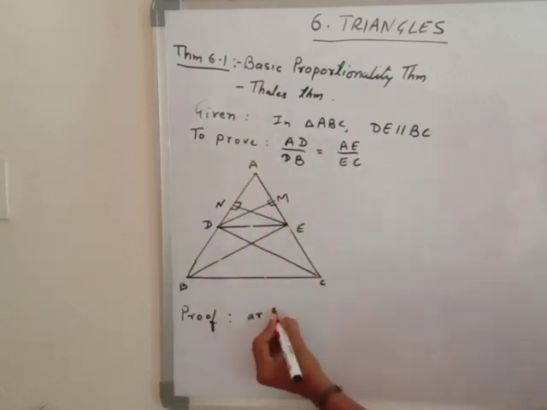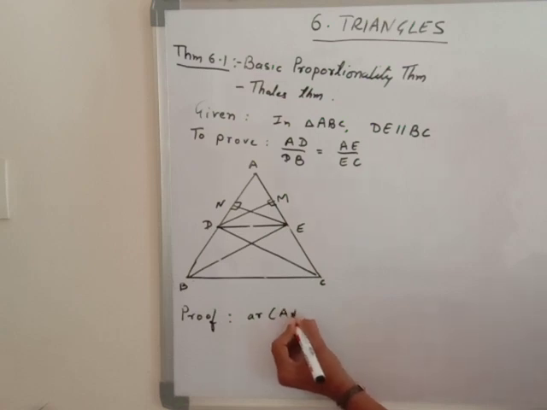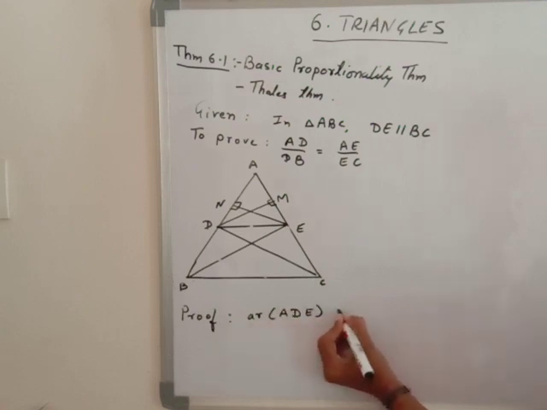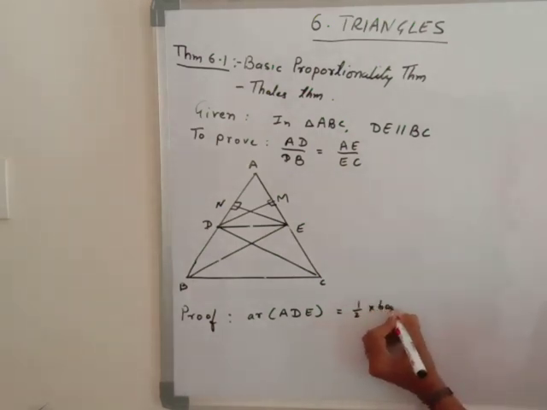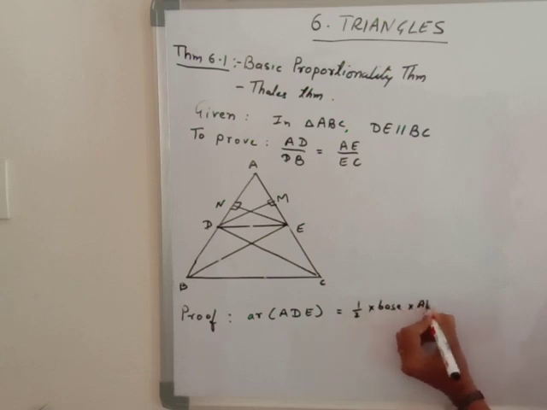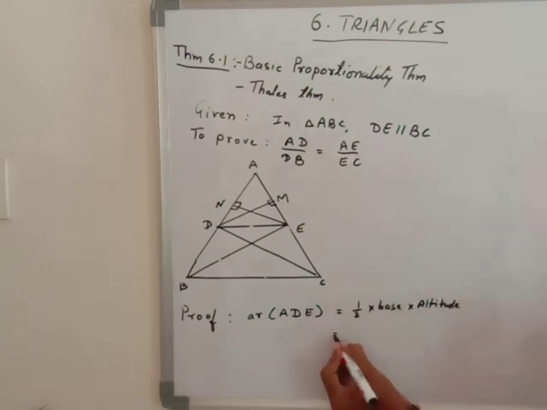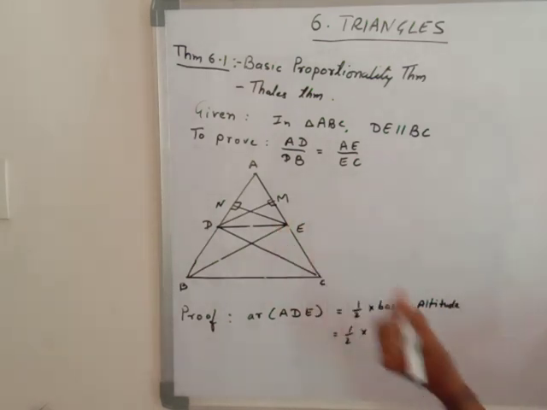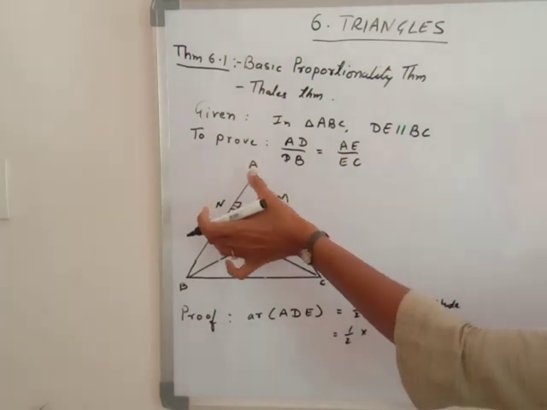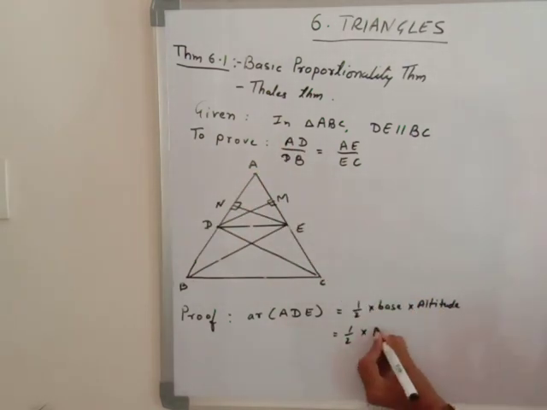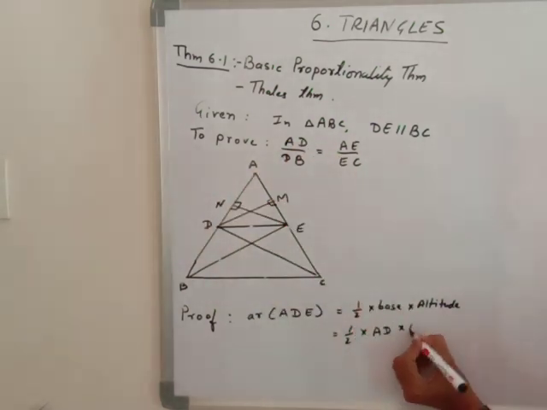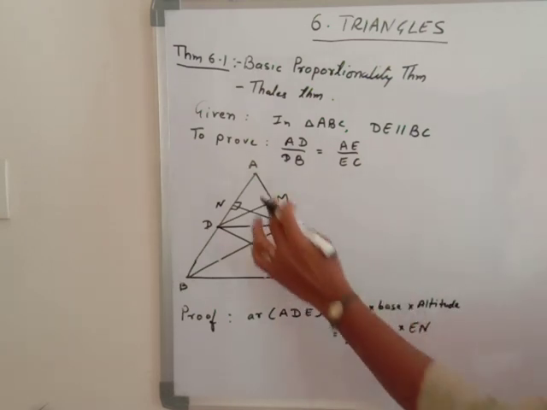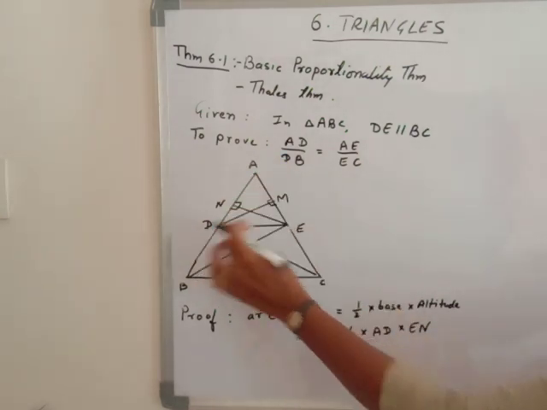First of all, if I want to find the area of triangle ADE, what is the formula for finding the area of a triangle? Half into base into altitude. So half into base. What is the base for triangle ADE? AD is the base. So it will come AD into altitude. Altitude means the height. That is EN. So this is the area of triangle ADE.